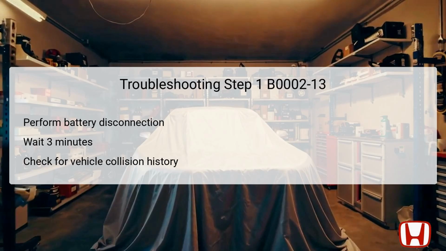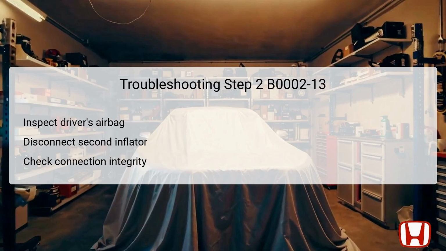Additionally, it's vital to verify if the vehicle has experienced a collision. If collision damage is present, ensure that all related components were replaced with OEM, original equipment manufacturer parts, and installed correctly. Neglecting collision history can lead to overlooking faulty parts that may not be visible externally, but are crucial for airbag functionality.